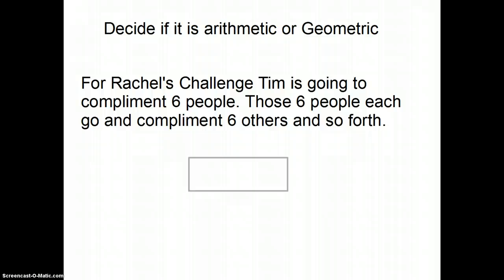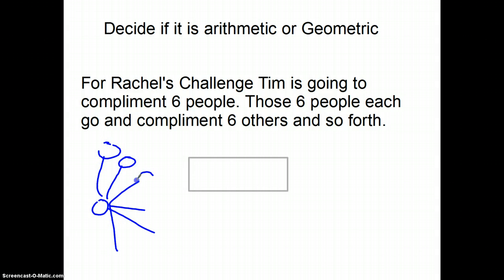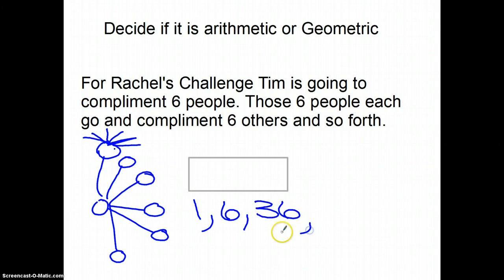For Rachel's challenge, Tim is going to compliment 6 people. So again, you've got Tim, 1, 2, 3, 4, 5, 6. And then it says each of those people are going to compliment 6 of their own people. So we're going from 1 to 6, and each of those 6 are going to get 6, so that's 1, 6, 36. It is multiplying, therefore it is geometric.